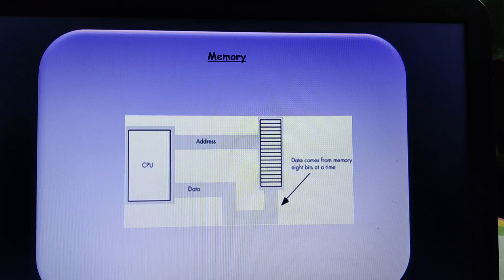If our computer system has a 16-bit address bus, then how many memory locations can I have? That means 2 raised to 16 bytes. When you calculate 2 raised to 16, I can address around 65,536 different memory locations, and I can transfer 16 bits of data at a time. I hope you are able to understand.